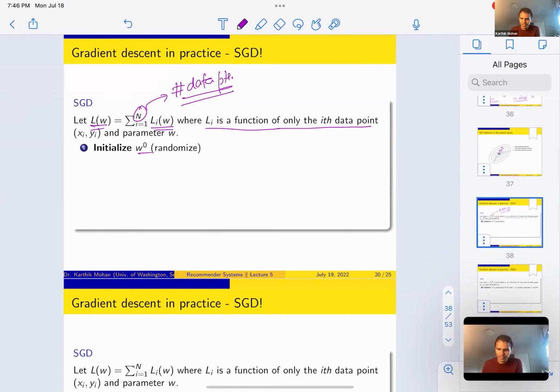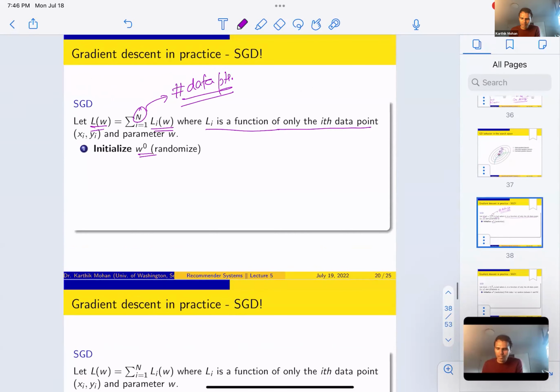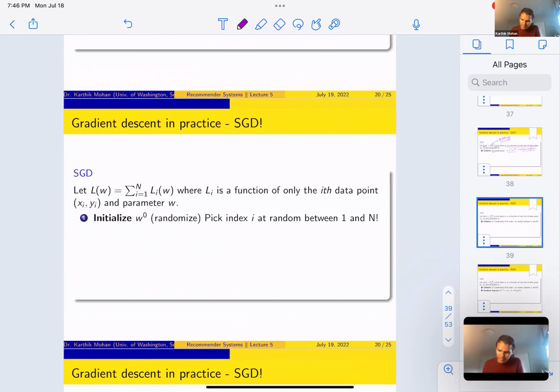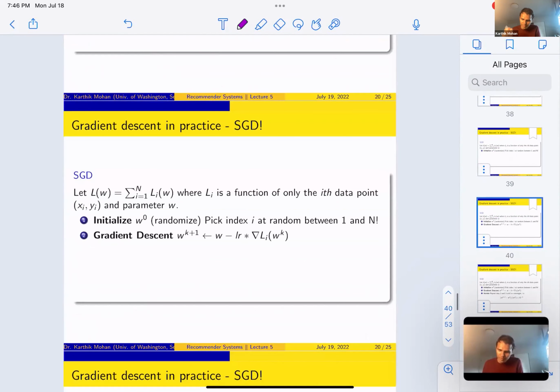In such a scenario, you again initialize the weight vector at random. For our case, we're looking at U and V, so U0, V0. For matrix completion, you replace the W0 by U0, V0. You start with some matrix U and some matrix V at random. And then you pick an index i at random between 1 and n. That means you're picking a data point at random. Then you take a step in the negative gradient of only the loss function that corresponds to that data point. Instead of looking at all data points, I only look at that data point. That's why computing this gradient is easier, because you don't have to go through n data points.